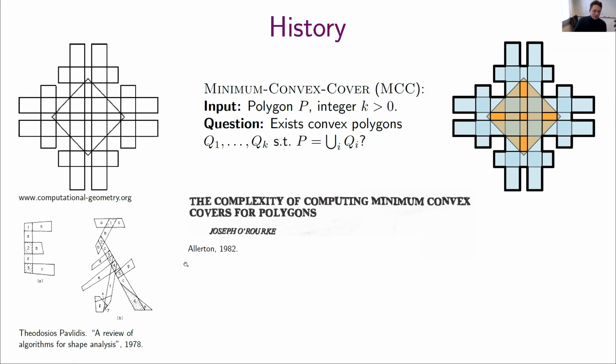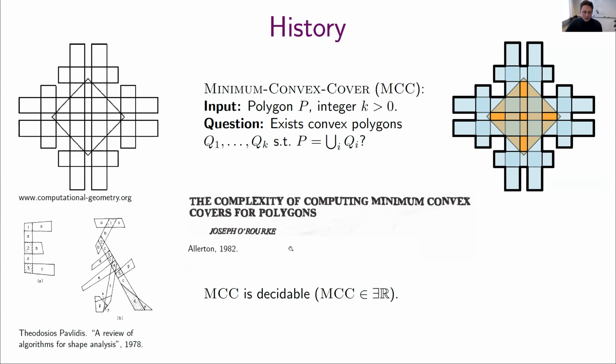And this problem was actually studied even earlier by Culberson and Reckhow in some papers, and it's from a more practical point of view, and he showed that it's an important problem in shape analysis and shape recognition, because if you compute the minimum convex cover of a shape, then it gives some important information.